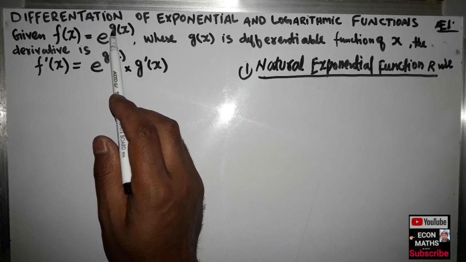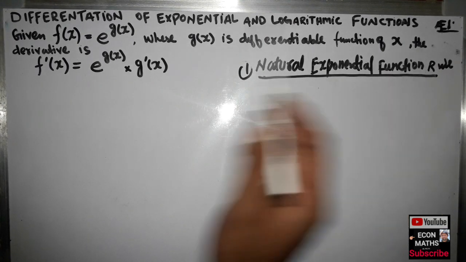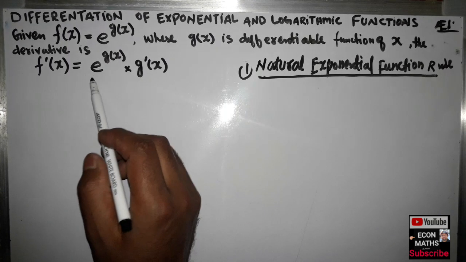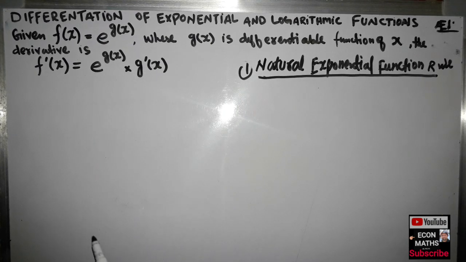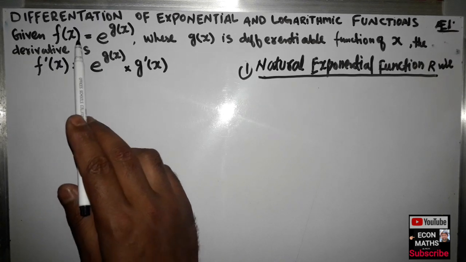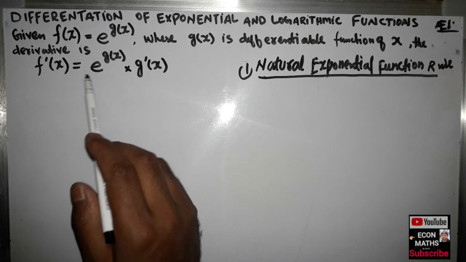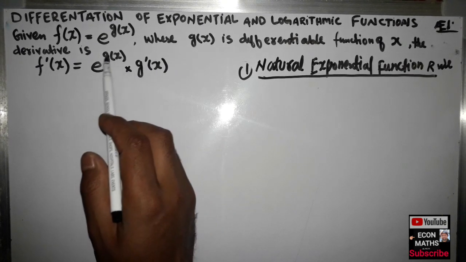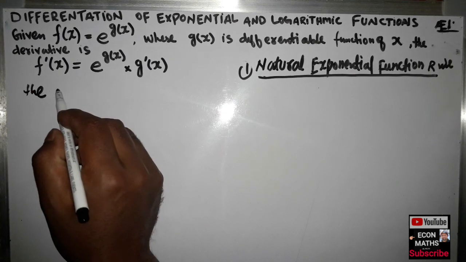e to the power g of x, where g of x is a differentiable function of x, the derivative f dash x, means the derivative of this function, is equal to e to the power g of x times g dash x. This means the derivative of the given natural exponential function is equal to the original function multiplied by the derivative of the exponent.